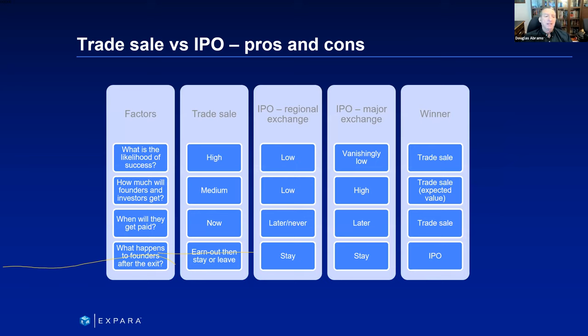This is summarizing the pros and cons of trade sale versus IPO. If you think about likelihood of success, trade sale wins. If you think about how much founders and investors will get, trade sale, I would postulate, on an expected value basis is still the best. Although on an absolute basis, if you can get to an IPO on a major exchange, you're going to see more money. But still, the probability of that is vanishingly low.